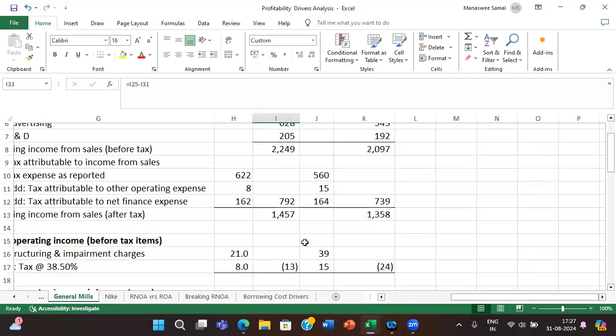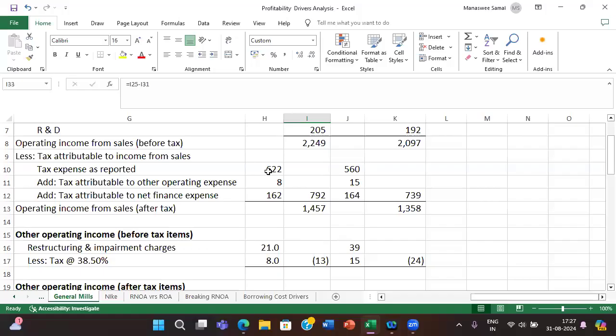So we are here. 622 is the tax expense as reported. Now we have brought a component which is attributable to net financing expense, 162. So the overall tax expense for the timing would be 622 plus 162. Then what is this 8 all about? Let us move further in the P&L.